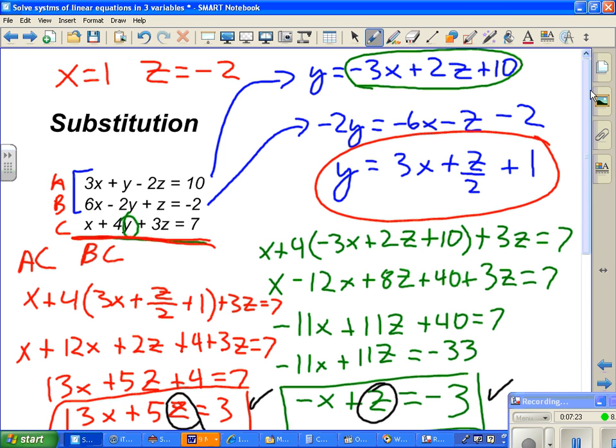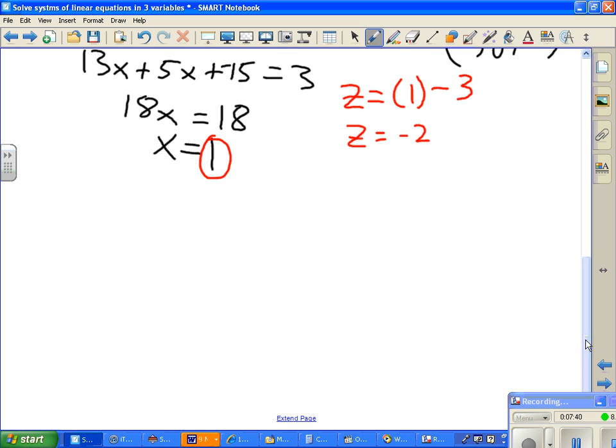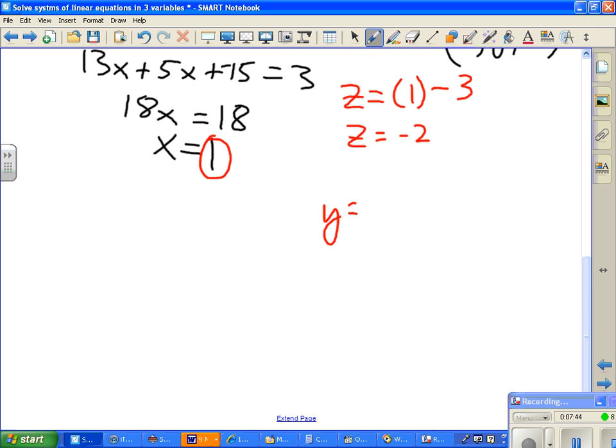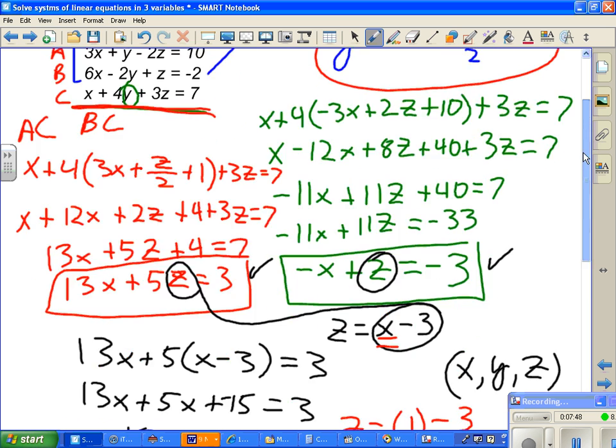Now what I'm going to do is plug that into an original equation from up here and solve for what's left. I need a y, so I'm going to use this one, because it's already solved for y, and I just need to plug numbers in. Let's rewrite this down here where I have a little room. y equals negative 3x plus 2z, I believe, plus 10.